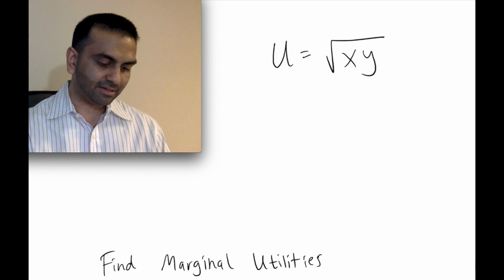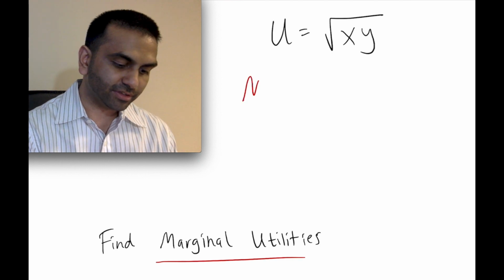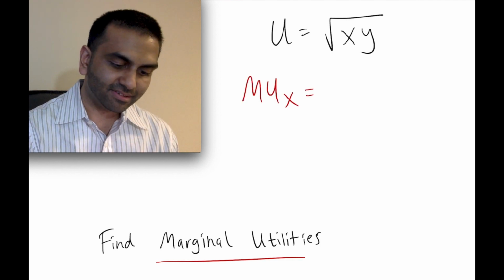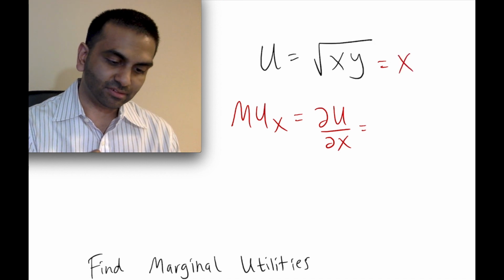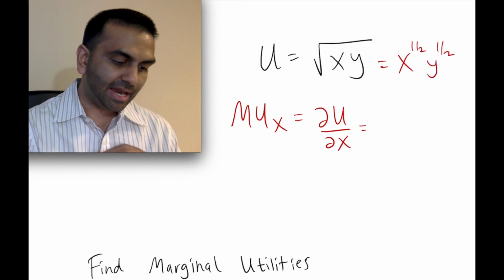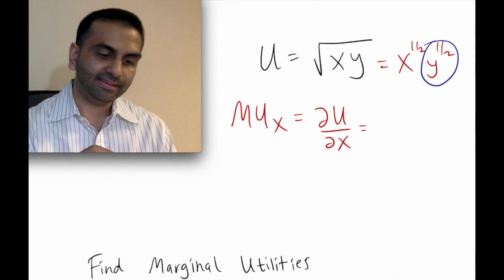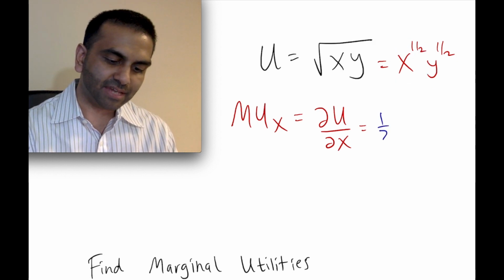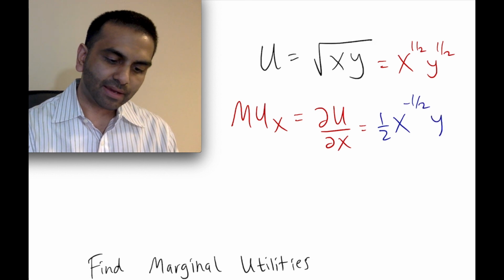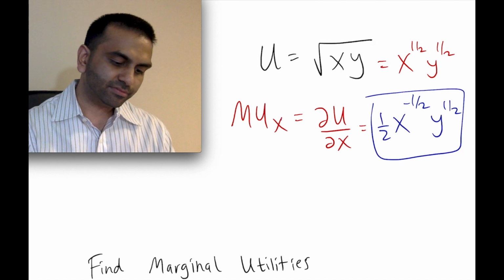But if I were to say find the marginal utilities, that's basically saying the marginal utility with respect to x, MU_x, is just the derivative with respect to x. And so, personally, I would just rewrite this as x to the 1/2, y to the 1/2, and now I can easily find that partial derivative. With respect to x, I'm treating y to the 1/2 as a constant, so the derivative is just the derivative of this guy. So the 1/2 comes down, I have x to the negative 1/2, and then I'm going to have y to the 1/2 times here. So this is the marginal utility of x.